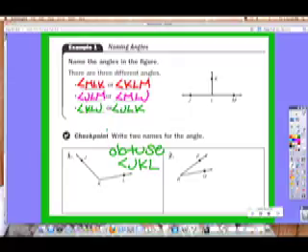Alright, so same thing on this side. If you're going to name it, you could say angle R. You could say angle QRP. Just make sure that R, the vertex, is in the middle of it.